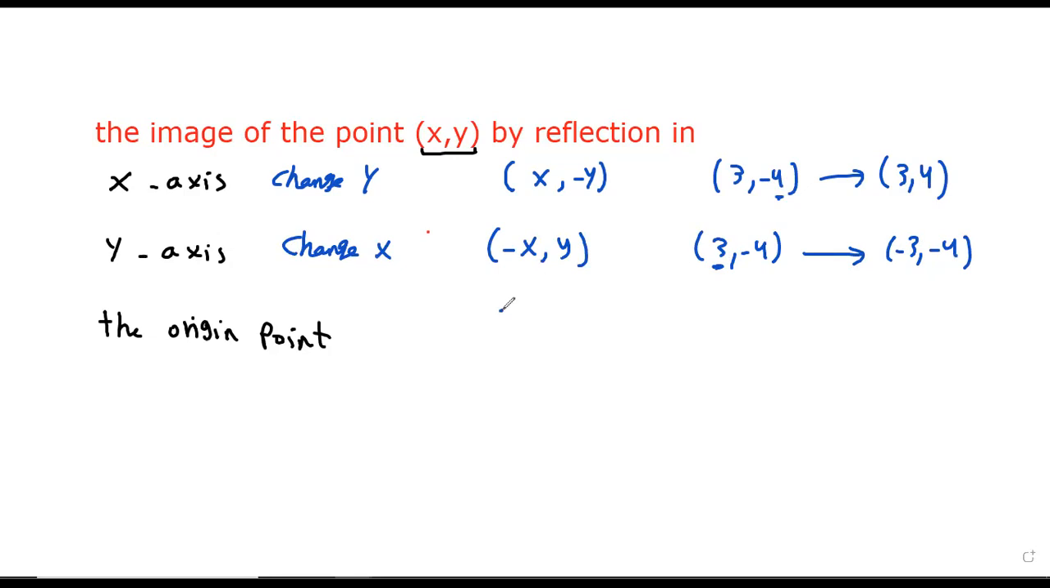And the image of the point, the reflection of the point x, y in the origin will be negative x and negative y. Change both of them. So the point 3 and negative 4 by reflection in the origin is going to be negative 3 and 4.